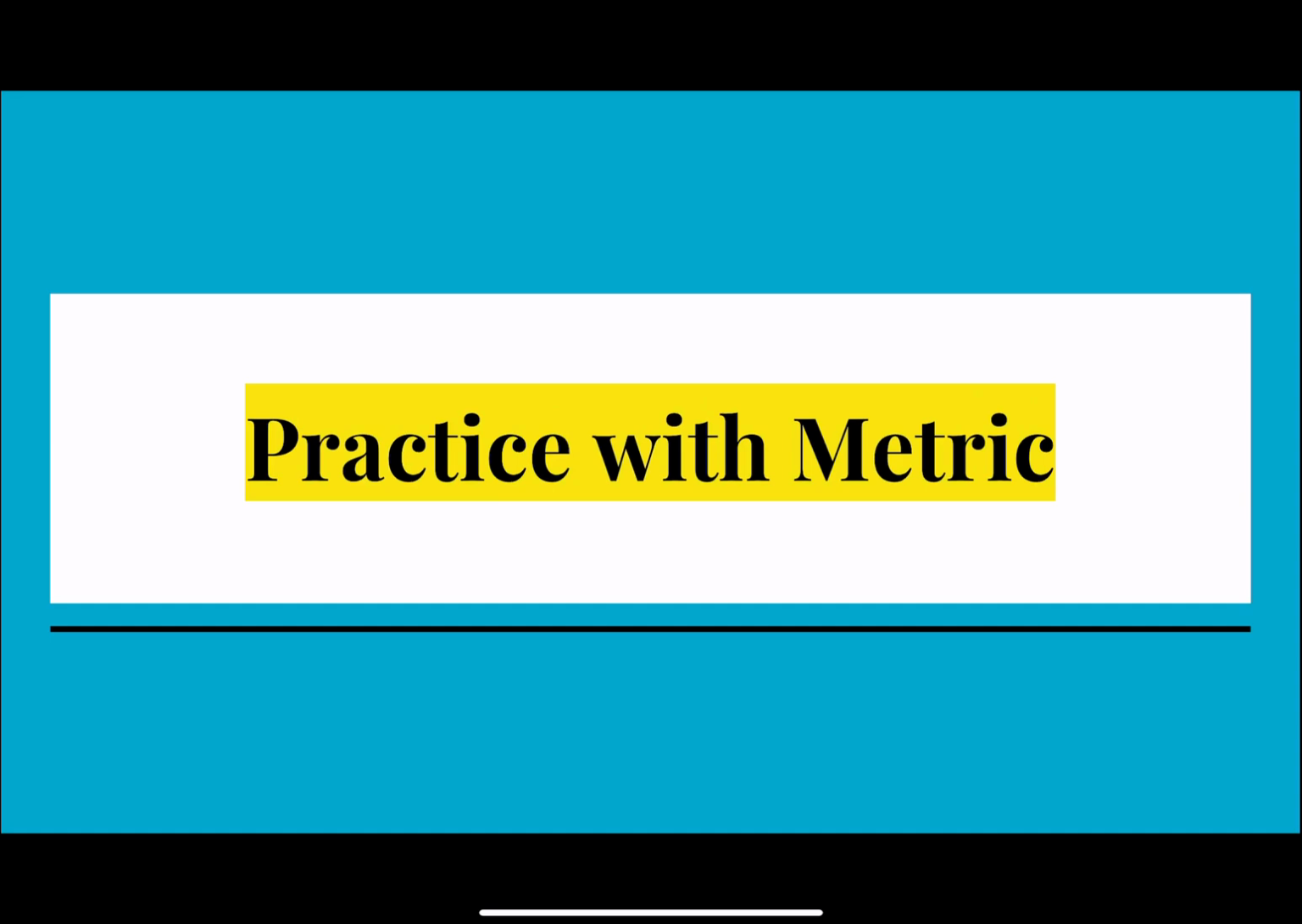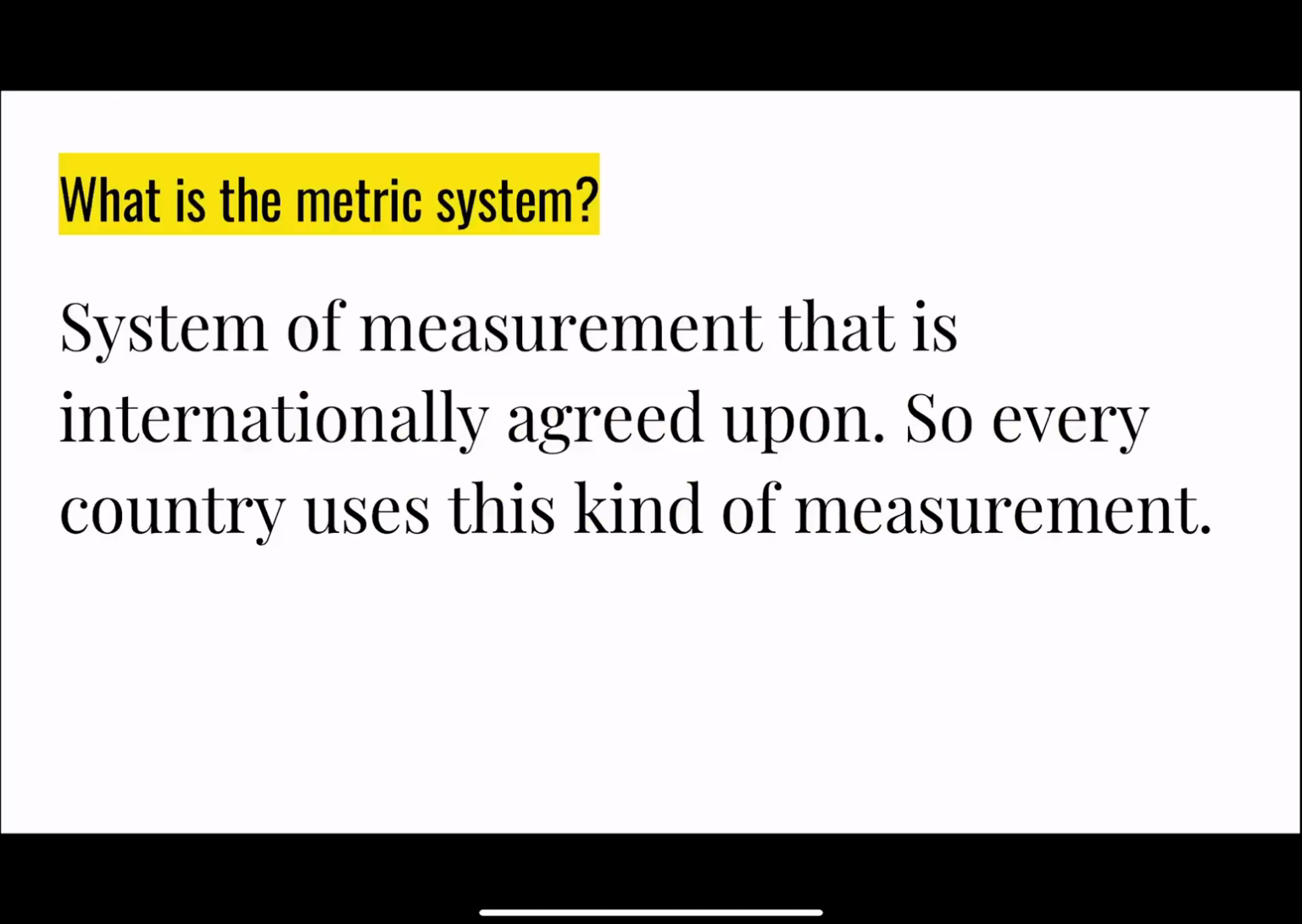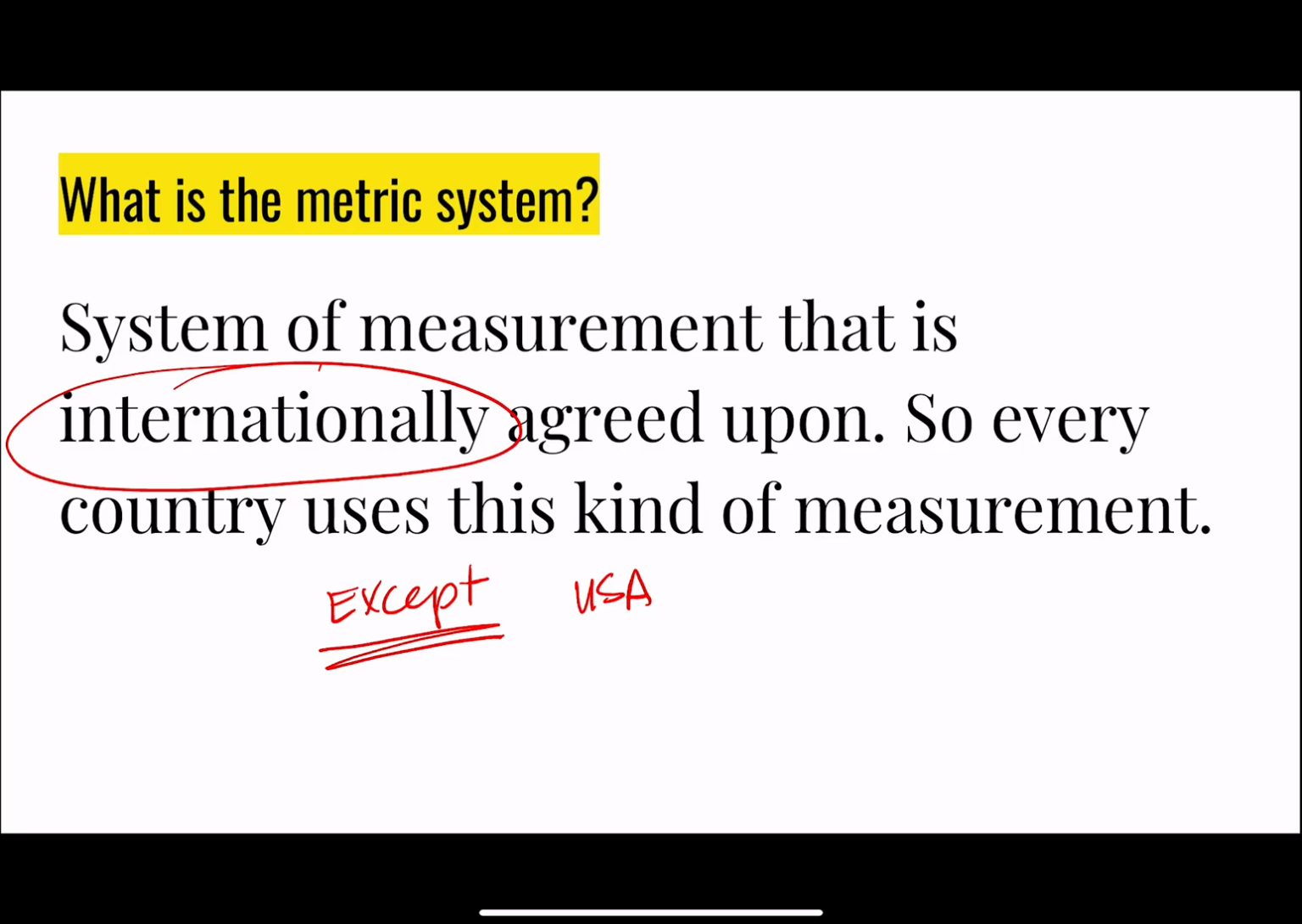Okay, practice with metric. This one involves a little bit of numbers, involves a little bit of practice. So if you need to, make sure that you go back and watch it again, practice on your own. I'm going to give you practice questions on these as well. So what is a metric system? A metric system is the system of measurement that is internationally agreed upon. So every country uses this kind of measurement, except us, USA. We do not use it. So see, it's internationally agreed upon, and every country uses it except for us, unfortunately, right?